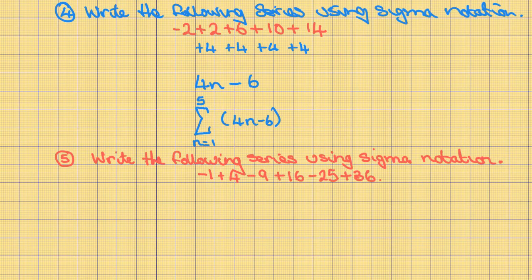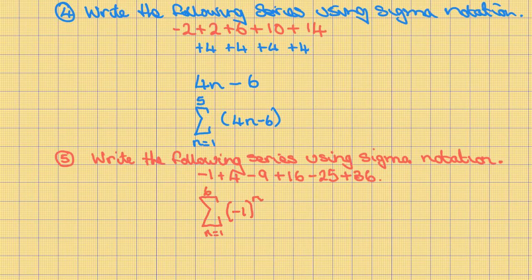-1 plus 4 minus 9 plus 16 minus 25 plus 36. If you look at this series, it is an alternating series going from negative to positive. In order to get alternating negative and positive, we use the number -1. We want the first term to be negative, so we just do it as a power of n. So this series, we sum up. There are 6 terms from n equals 1 to n equals 6.